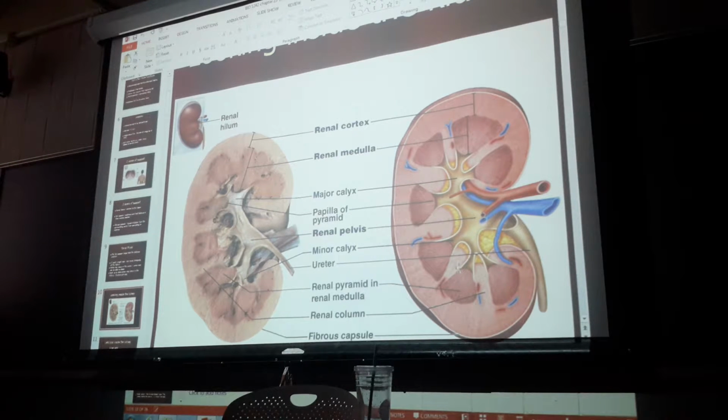So the minors are attached to the pyramids, and then the majors are just these areas that drain off of those. And then we get into this area called the renal pelvis. So we have an order of drainage.